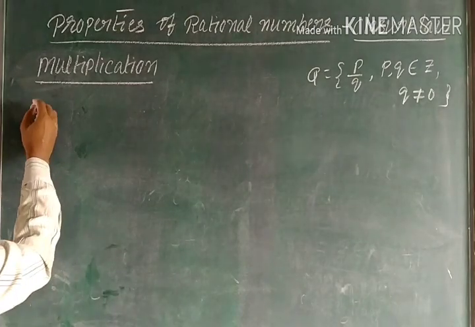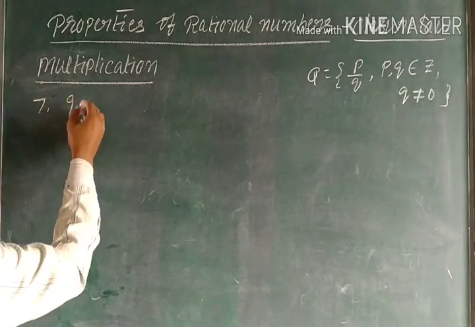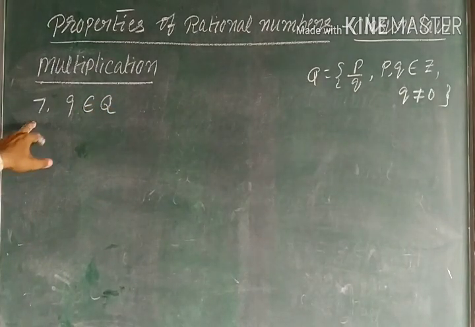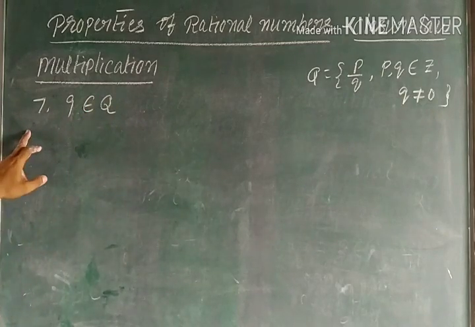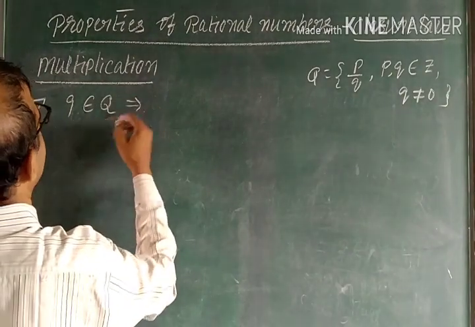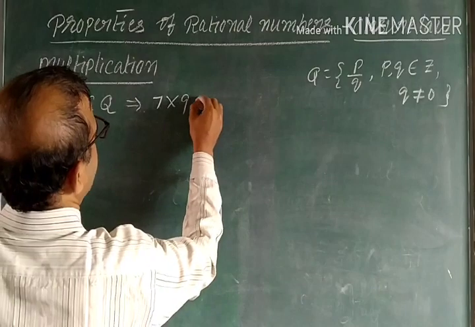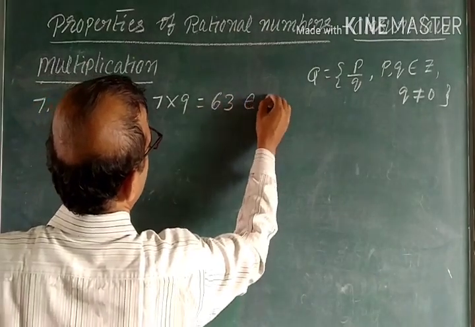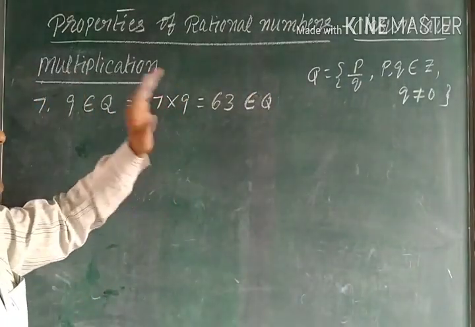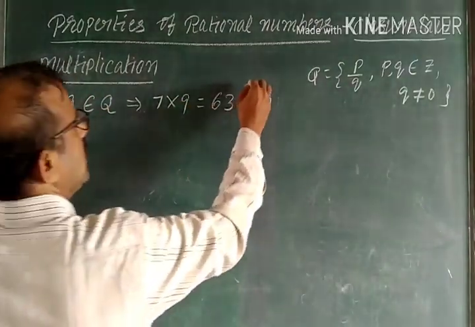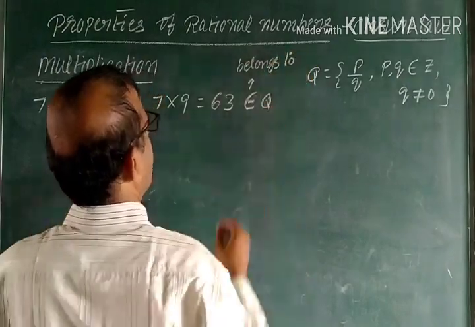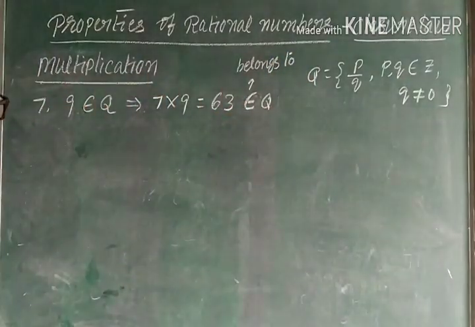So multiplication. Take two examples. 7, 9. 7 and 9 belong to Q. So 7 is a rational number, 9 is also a rational number. So 7 can also be written as 7 by 1, 9 can also be written as 9 by 1. Therefore, that implies 7 into 9 equals 63 belongs to Q. This is the symbol belongs to. Belongs to means 63 is an element in rational numbers. What is the meaning of belongs to? The element or the number is in the set of rational numbers.